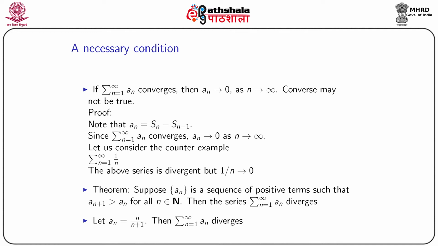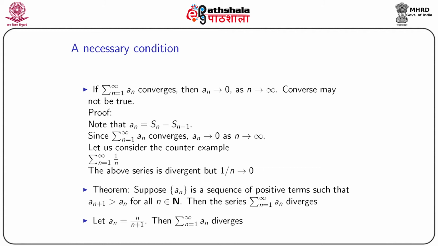Now we have one important theorem. Suppose an is a sequence of positive terms such that an plus 1 is greater than an for all n belonging to the set of integers. Then the series sum over an diverges, because the series is expanding. An plus 1 greater than an means a2 is greater than a1, a3 is greater than a2, so we are getting larger real numbers in that sequence. So it is expected that the summation will diverge.